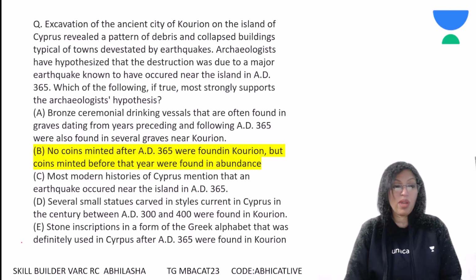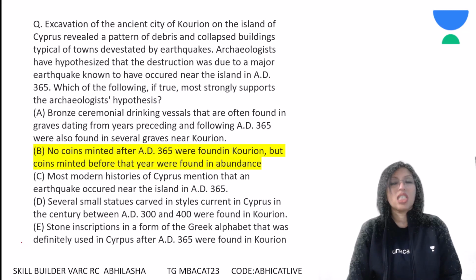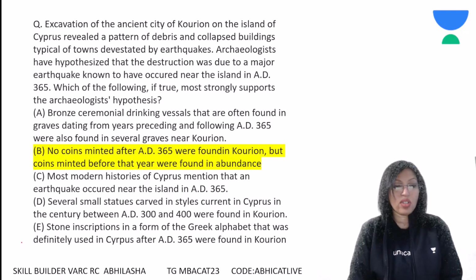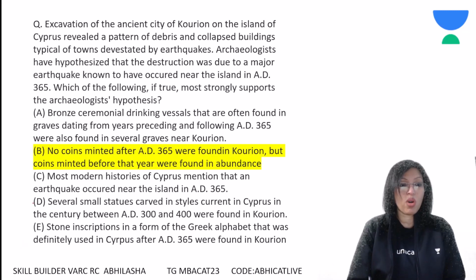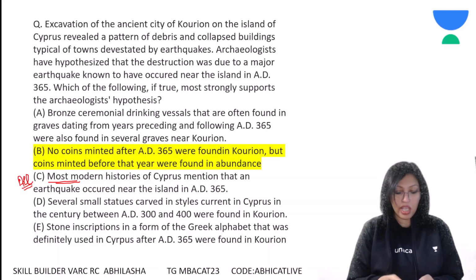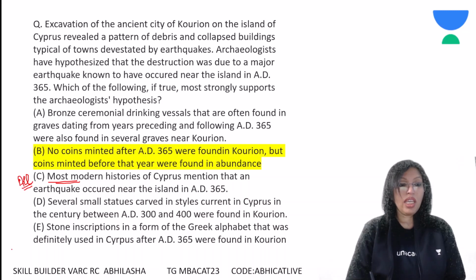Now, the problem with C is this exact same problem that happens in surveys. Because a survey is saying something, is it necessary that it will be true? No. And also, this one says most modern histories, but it doesn't say all modern histories. So I don't know if all of them say it. And it's entirely possible that most of them are incorrect also, because a lot of times history books are written to display certain things which may or may not be true. Okay, so therefore the best answer will be B.